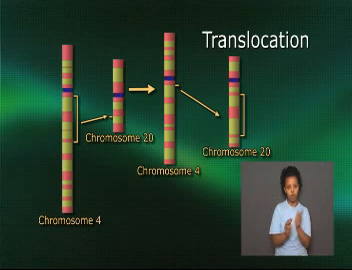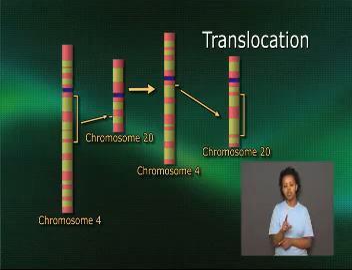Translocation is often responsible for causing chronic myelogenous leukemia. This is a type of leukemia that is characterized by increased rapid growth of myeloid cells. These cells are found in the bone marrow, and they accumulate in the blood.